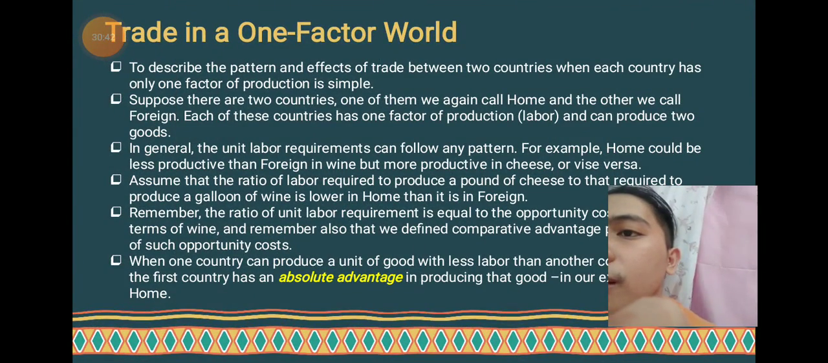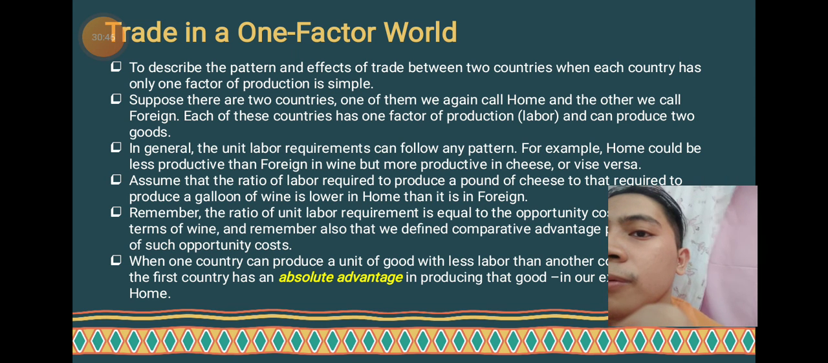Trade in the one-factor world describes the pattern and effect of trade between two countries. Each country has only one factor of production, which is simple. Suppose there are two countries, one we call home and the other we call foreign. Each of these countries has one factor of production, labor, and can produce two goods.